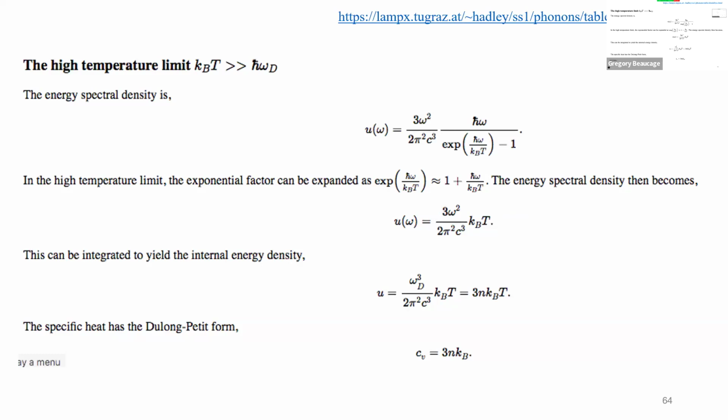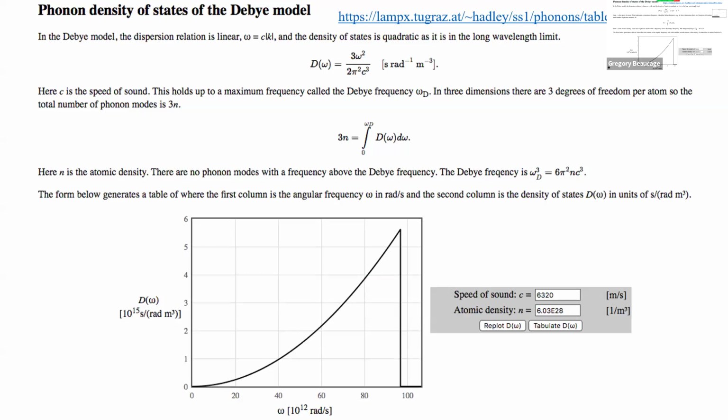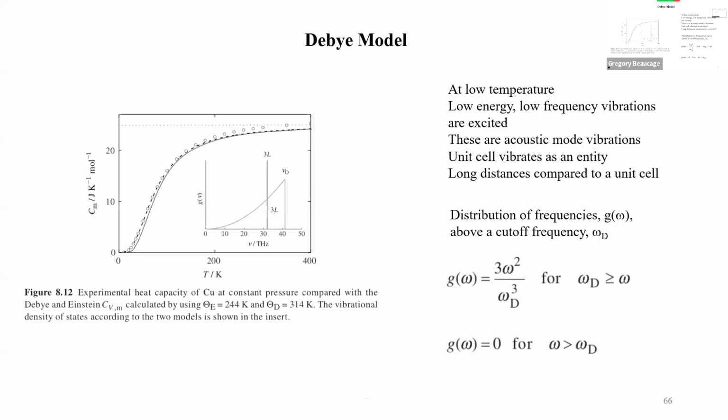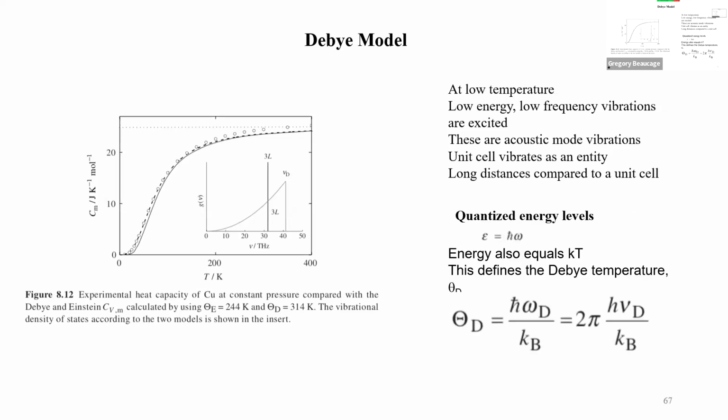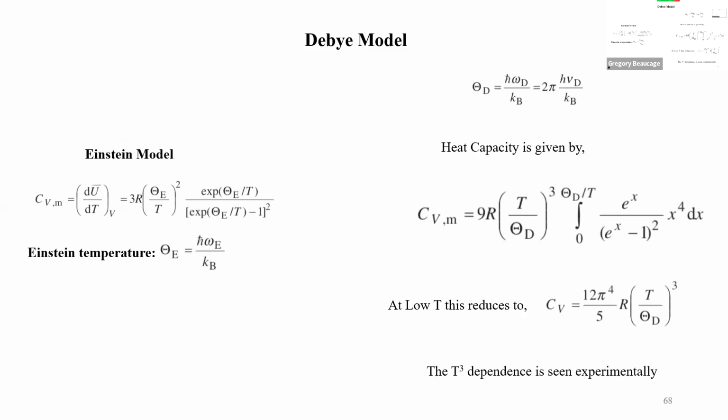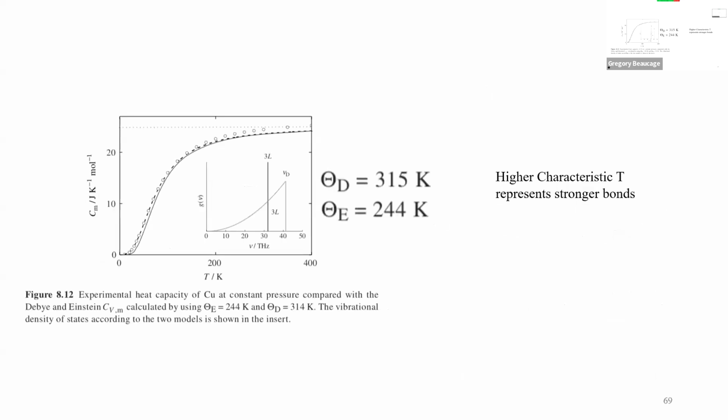What else then here? This is copper metal. So you can see the Debye matches the copper metal curve at low temperature, and they both are kind of the same at high temperature.